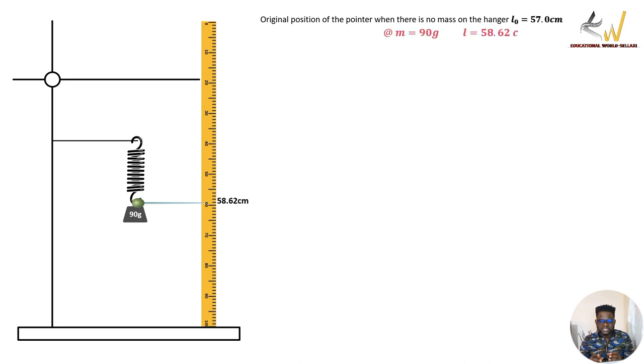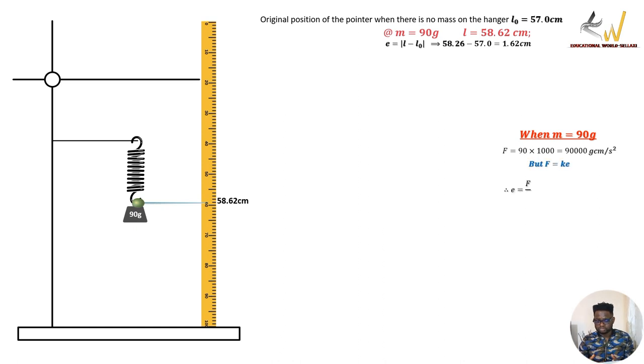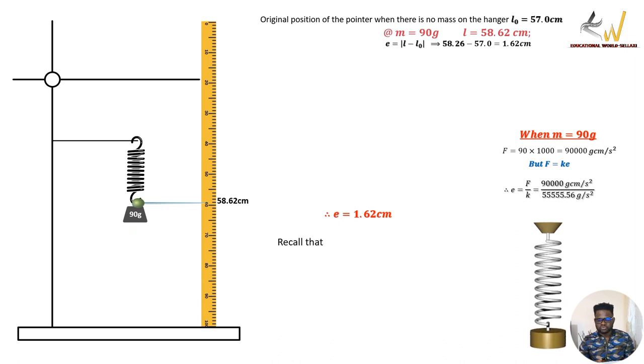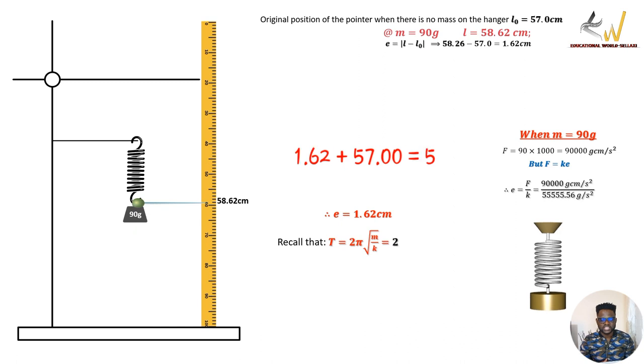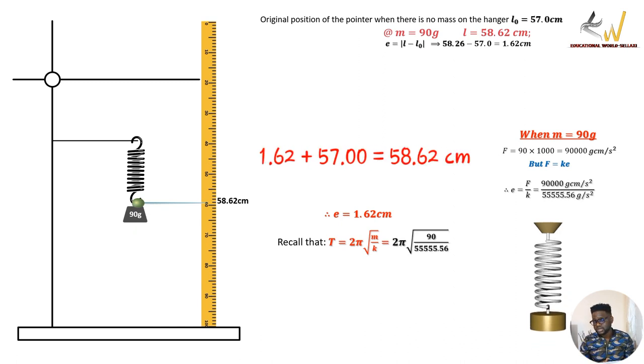So when the mass is 90 grams, the length, or the position of the pointer on the meter rule, becomes 58.62. Someone will ask me, how did I get that? Remember, using Hooke's law, first of all, I'm going to find the extension. Simple. F is equal to KE, and making E the subject of the formula, we just have to find the extension. If I do the substitutions where necessary, I'll find that the value of my extension is 1.62 centimeters. Fine, I record it down. So if I do 1.62 plus 57, I'll have 58.62. That's my length, the final length.